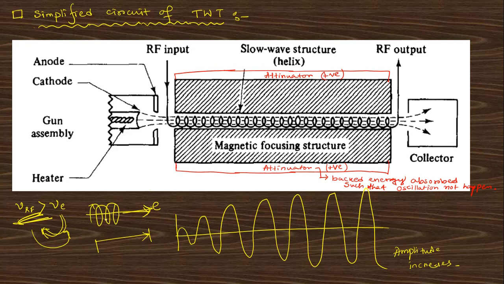Actually we want them to have the same velocity such that they can interact, because the energy can transfer from the electron to the RF power. This energy can be transferred only if they interact. If they cannot interact, this energy cannot be transferred. Then how can they interact? Because they are moving, their velocity must be equal such that they can interact.